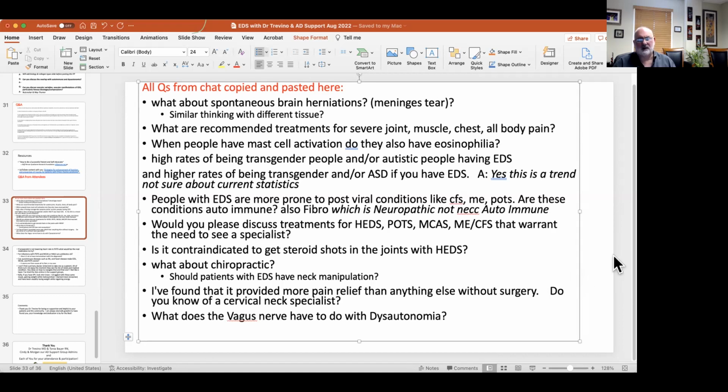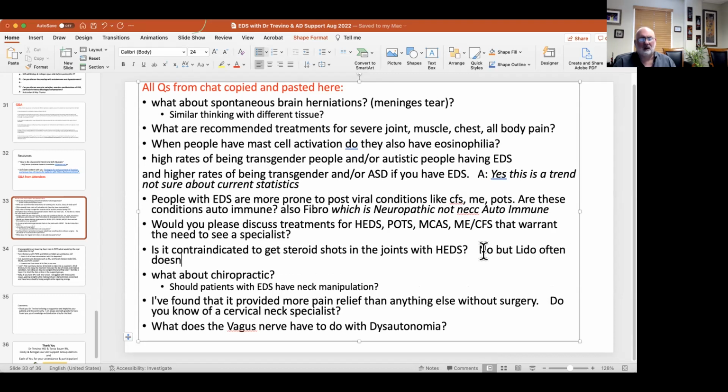Is it contraindicated to get steroid shots in the joints? No, it's not. A lot of times they help. Unfortunately, lidocaine a lot of times doesn't work, but it's not contraindicated. What about chiropractic? Should patients with EDS have neck manipulation? No, they shouldn't.